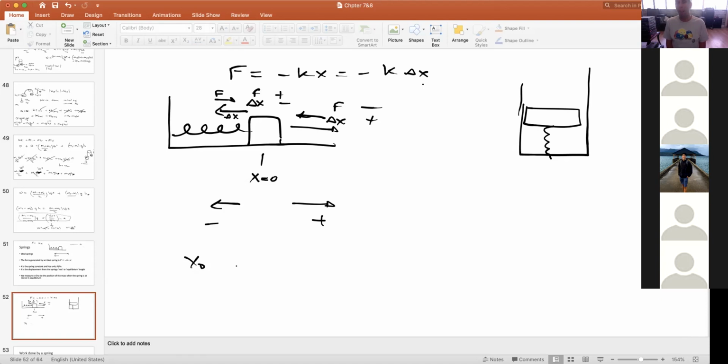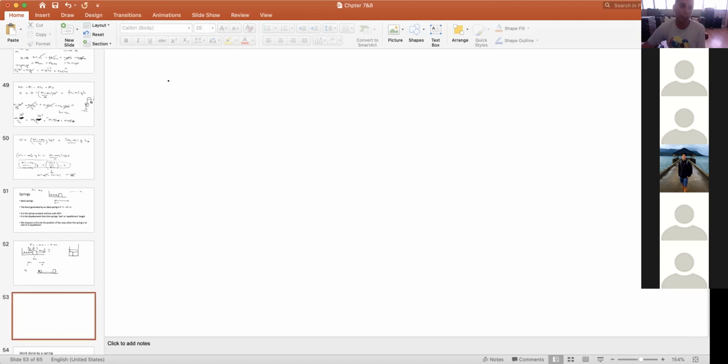Shouldn't say always, because at the endpoints, when it gets to the point where it's totally compressed or totally stretched, right? If it's totally stretched out or if it's totally compressed, the force is maximum, but we'll see that in a second. Now, what is the work done by this force?